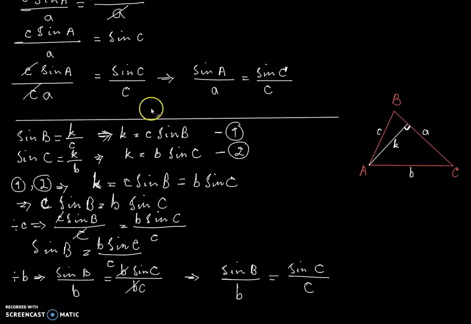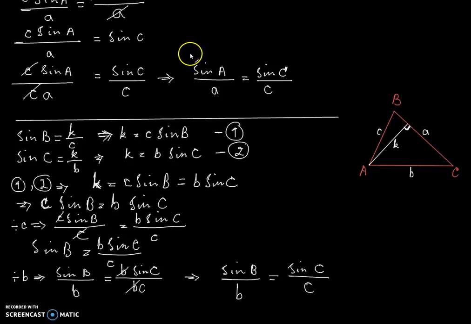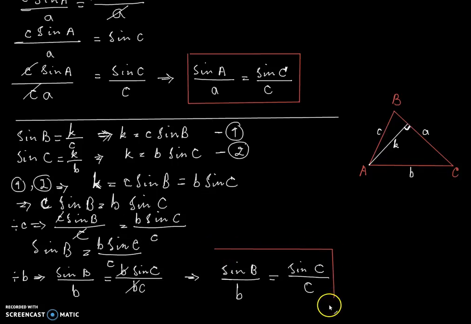So now there you have it. This is my first equation, and this is the second equation. So then you can see that sine C by c is equal to sine B by b, and here sine C by c is equal to sine A by a. So it means that everything that you see here is basically equal.